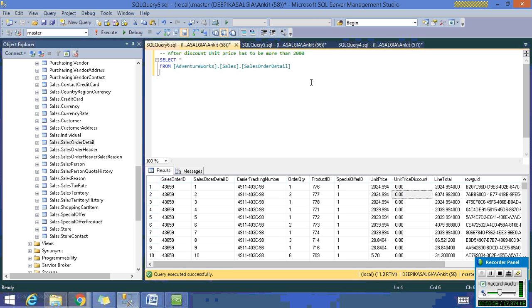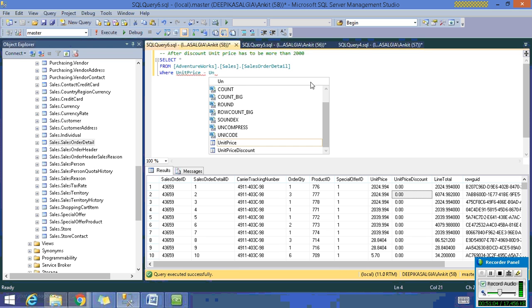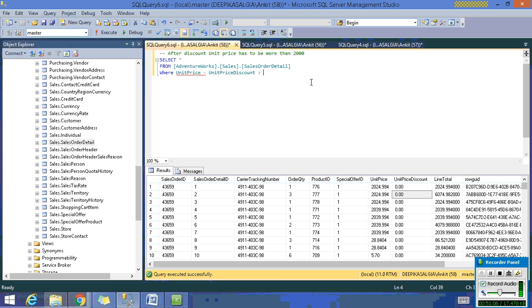Right? So where unit price, if you subtract out unit price discount, it has to be greater than 2000. So that's how you can do it. So it's not only that you can write unit price greater than 2000, you can write a calculation in here, and when you calculate, it has to be greater than 2000. Okay?